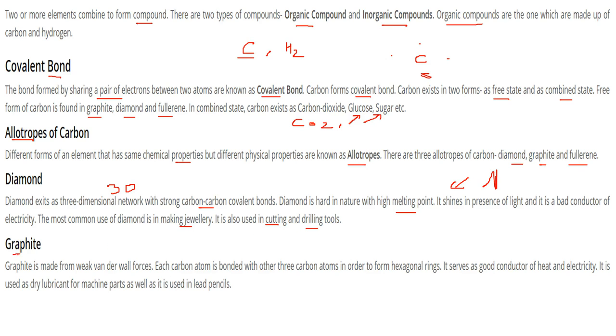Then we have graphite. Graphite is held together by van der Waals forces, which are weak forces, and each carbon atom is bonded with 3 other carbon atoms in order to form hexagonal rings. It's a good conductor of heat and electricity, and generally it is used in machine parts as a dry lubricant, and also used in lead pencils.